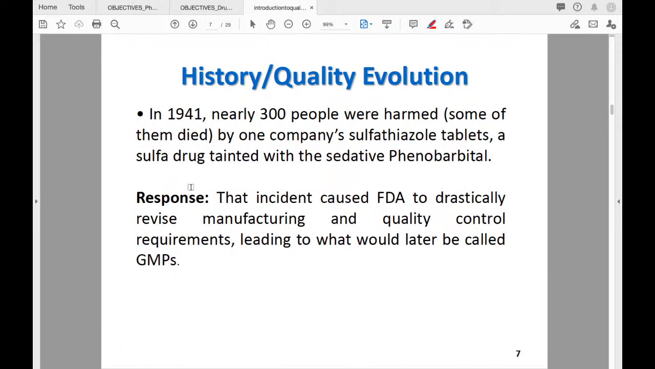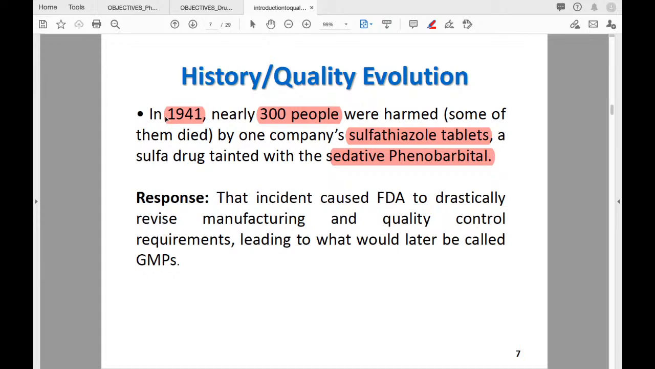Then in 1941, 300 people were harmed, and some of them died because of using the company's sulfathiazole tablets, a sulfur drug tainted with the sedative phenobarbital. They needed this drug, phenobarbital, and they were covering it with a sulfur drug, and the tablets were called sulfathiazole tablets. So 300 people were harmed in 1941.